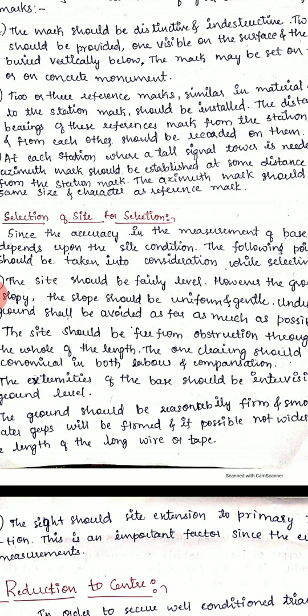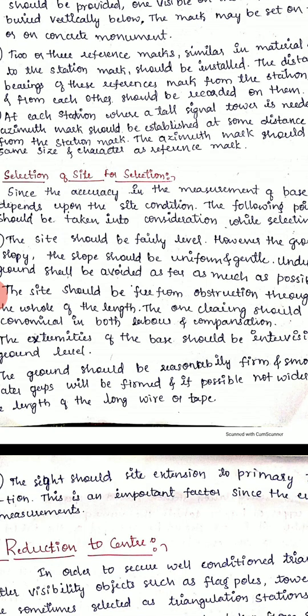At each station where a tall signal tower is needed, an azimuth mark should be established at some distance away from the station mark. The azimuth mark should be of the same size and character as a reference mark.